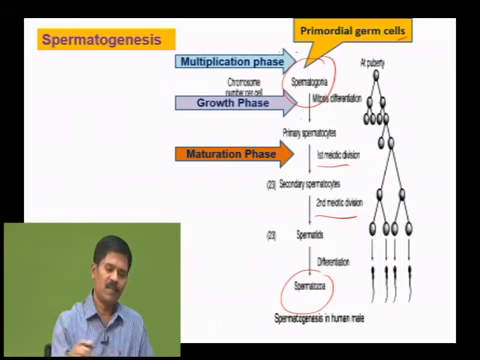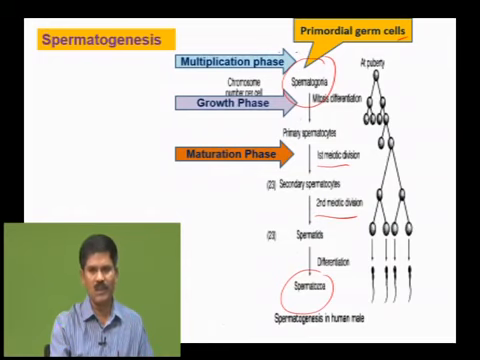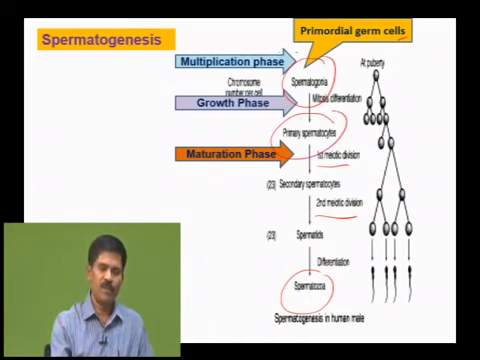So sperm mother cells undergo the growth phase. That means they grow in size. The growth of the spermatogonia is due to accumulation of cytoplasm and even due to replication of DNA itself. Such enlarged cells are called primary spermatocytes. Now, primary spermatocytes undergo maturation. As I told you, it involves meiosis. So primary spermatocytes undergo first meiosis, which results in the formation of secondary spermatocytes.